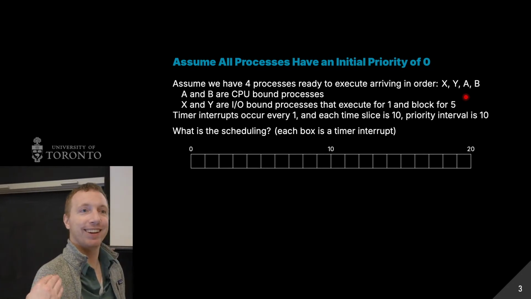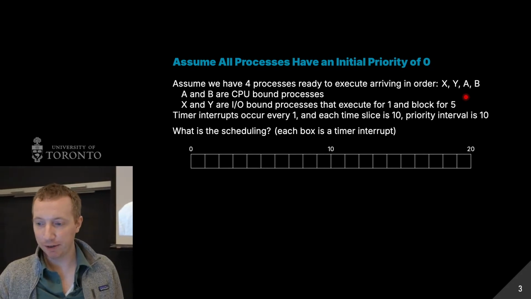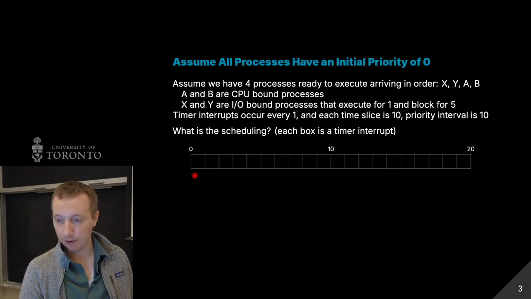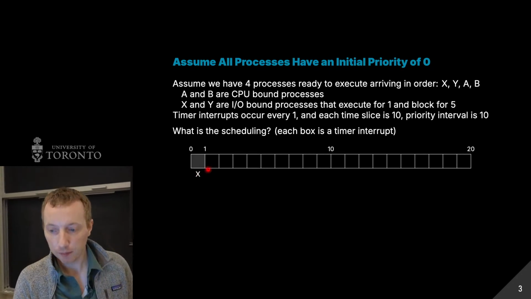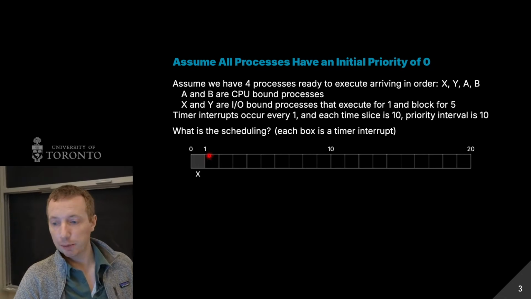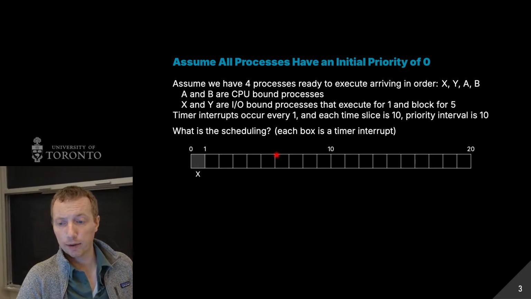Yeah, X, right? It arrived first, same priorities. It's just straight up round robin, first come, first serve. So we'd schedule X, and now since X is one of those special IO bound processes, it executes for 1 time unit, and then it blocks for 5. So 1, 2, 3, 4, 5.